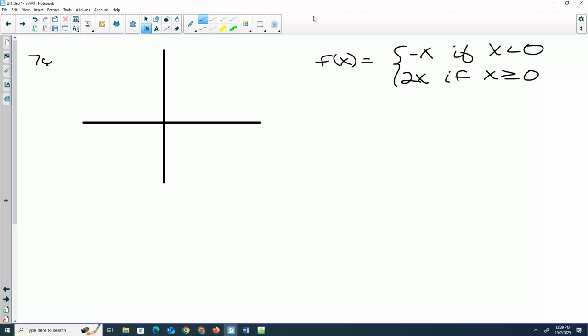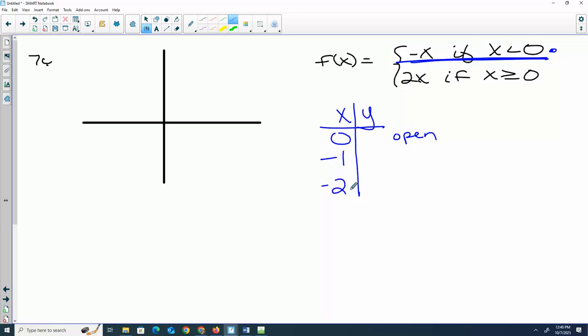So what we did is we made a T-chart for each. We had some trouble with this on the quiz, so everybody make sure you understand these. When I am graphing this first piece, what do I have to plug in first? 0. Even though it doesn't have an equal to, I plug that in, and I know it will be an open circle because it wasn't equal to. Alright, then I need things less than 0. So maybe -1 and -2.